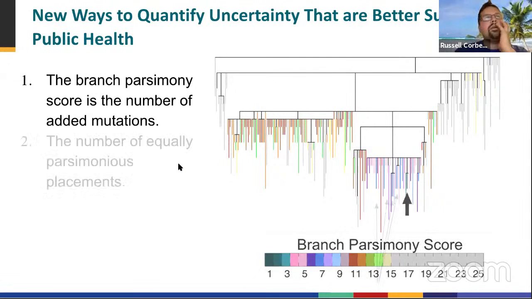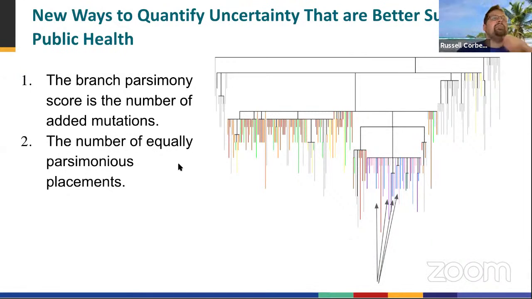The second way we thought about doing this is to record the number of equally parsimonious placements. The basic idea is, there may be many places on the tree where a sample requires the exact same number of additional mutations. And that tells you something pretty quickly about how likely it is to be the right place when I put my sample on the tree. Because if there's 4 places that are exactly equally parsimonious, my chance of getting it right naively is 1 in 4, right?